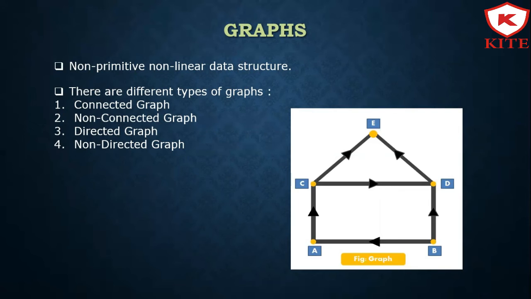So here in this figure, given the graph which is a directed and connected graph, where vertices are A, B, C, D, and E, and these vertices are connected with the directed edges. So here direction is from B to A, here from A to C, and so on.